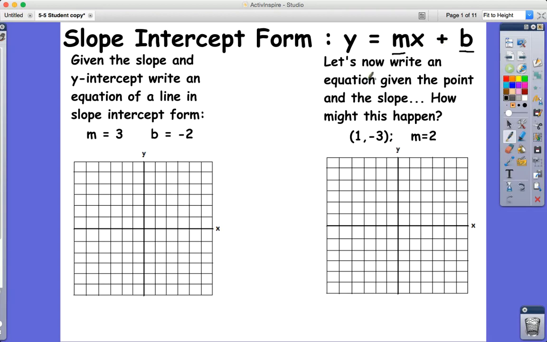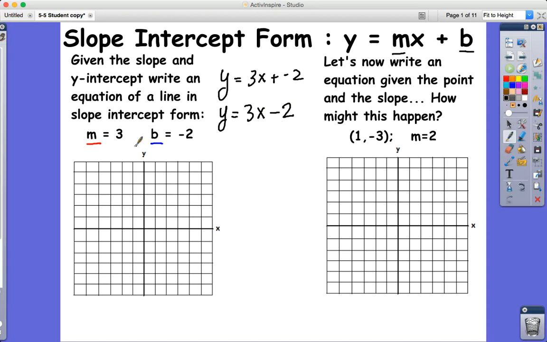We all know this. So it says, given the slope and the y-intercept, write an equation of a line in slope-intercept form. Well, we know slope-intercept form is y equals mx plus b. We're given m and we are given b, so all we have to do is plug them into the equation. So m goes there, b goes there. So y is equal to 3x plus -2, but we don't write it like that. We write it as y is equal to 3x minus 2. So that's the equation of a line.